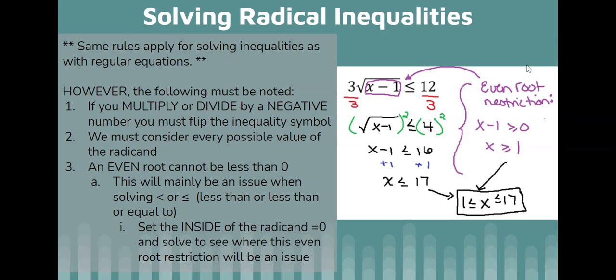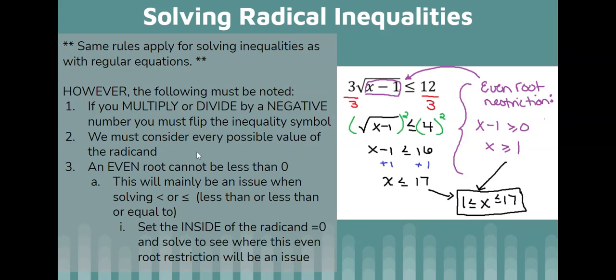And the very last thing we're going to take a look at is inequalities. Inequalities are solved the exact same way as equations. The only difference, obviously, the inequality symbol. Less than, greater than, less than or equal to, greater than or equal to. You have to remember a few rules. If you multiply or divide by a negative, you flip the symbol.